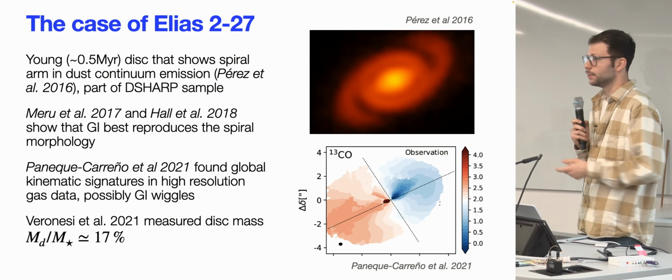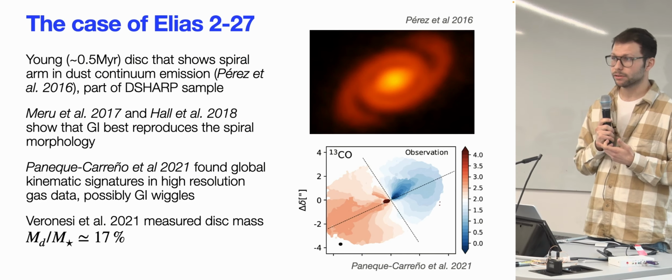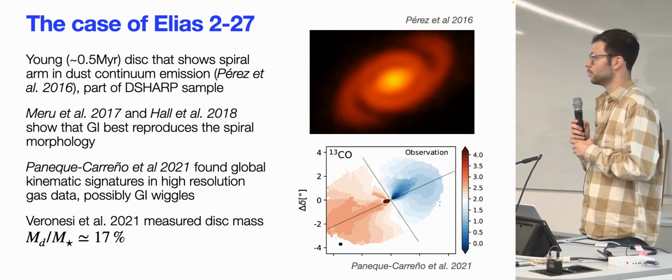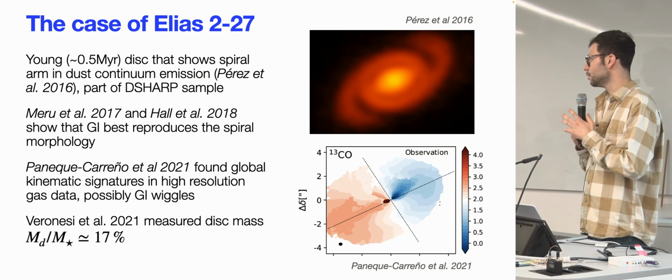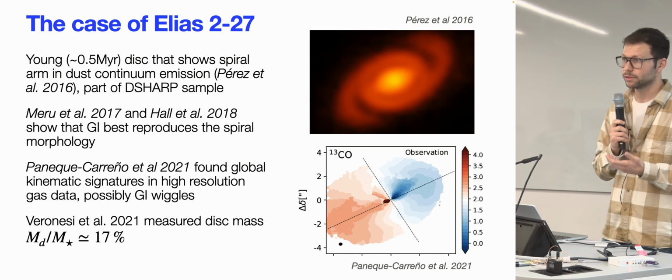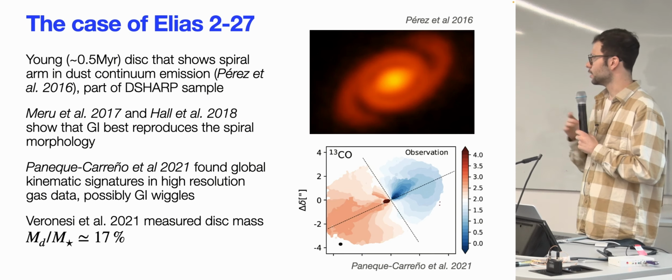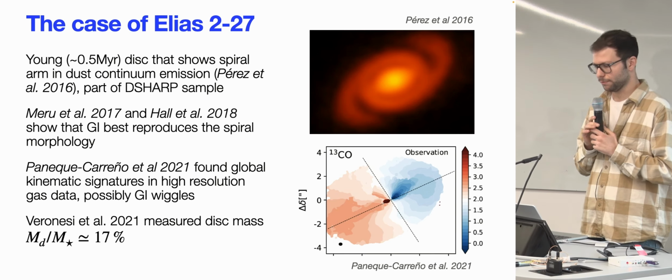The same year, with the rotation curve method, Benedetta Veronesi measured the disk mass of LIS-227, finding that the disk to star mass ratio for this system is about 17%. So this is definitely in the self-gravitating regime.